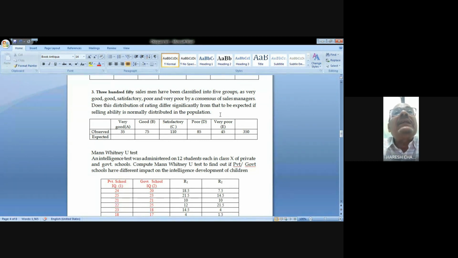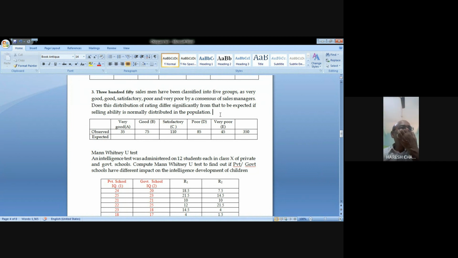This is another situation of chi-square test, and you are likely to get either a contingency table or a normal distribution table in your examination as a question. Equal interval usually will not be set for PG students. Equal interval is for undergraduate students. PG students are expected to get a question on either the contingency table or the normal distribution table.